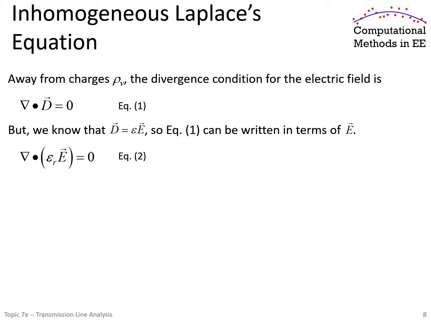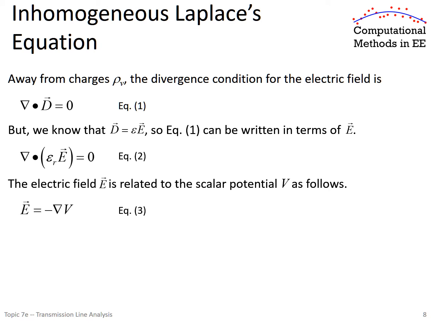However, we said this is inhomogeneous. That relative permittivity may be changing as a function of position. Therefore, when we take derivatives of it with respect to x, y, z, we would not get 0. So unfortunately, for the inhomogeneous Laplace's equation, that relative permittivity must stay there.